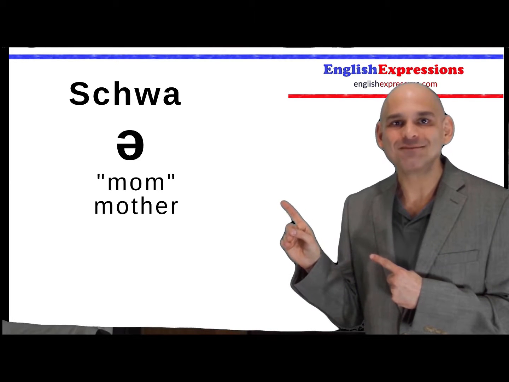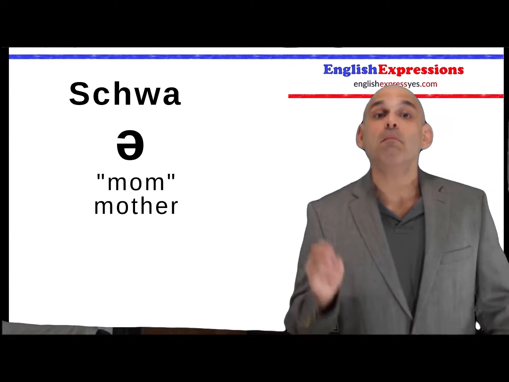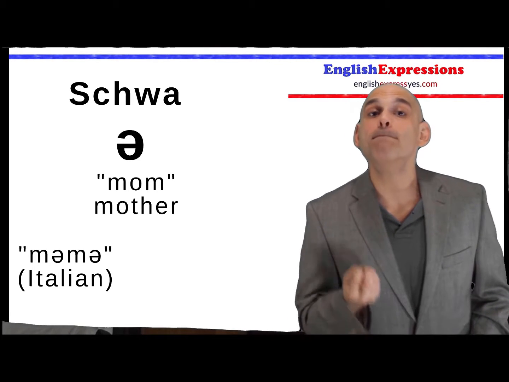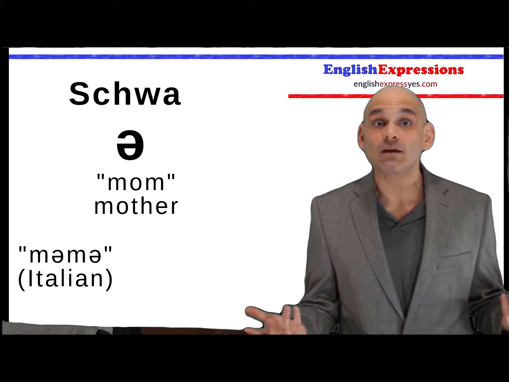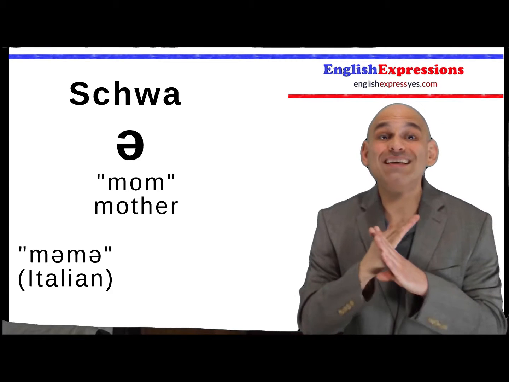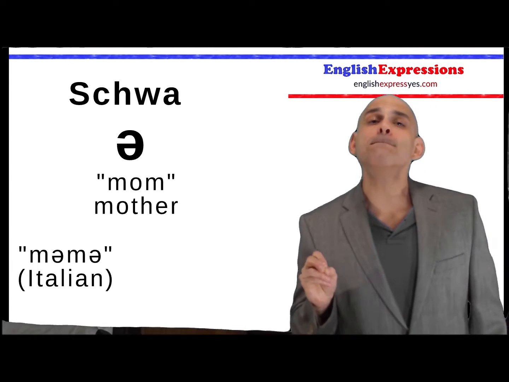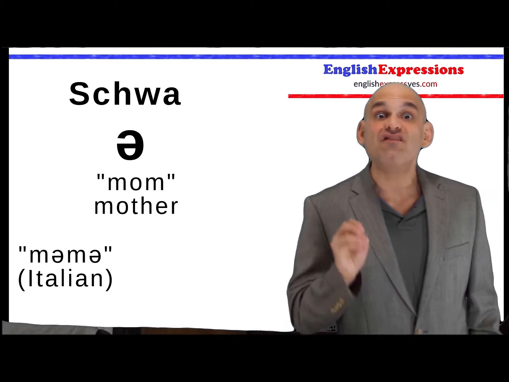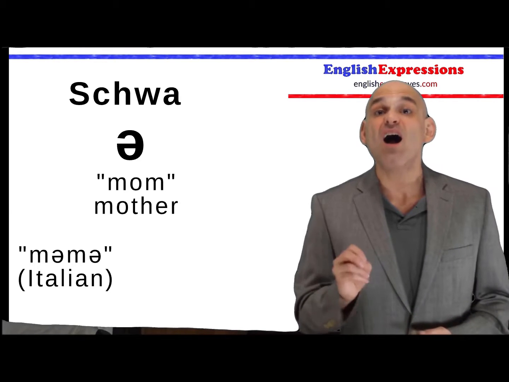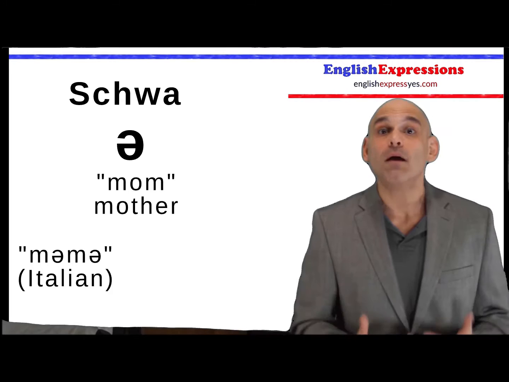Mom, mother. Right. Now, in Italian, they say ma, ma, ma, ma. You see, the lips make the M sound. Very easy to make. Babies do not have teeth, so they use their lips a lot. So the M sound is very, very easy for a baby to make. And schwa is the easiest sound for them to make. So it's natural.